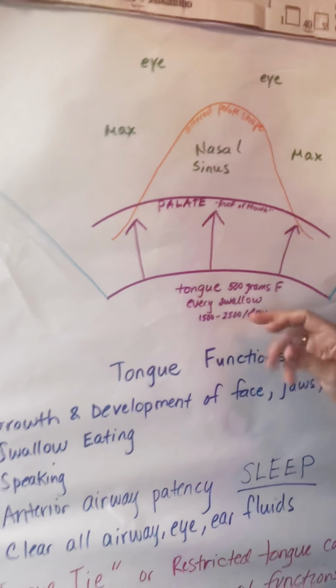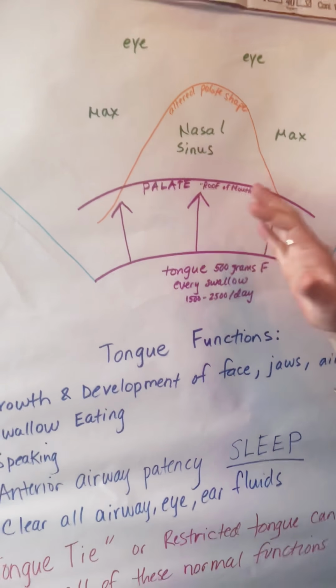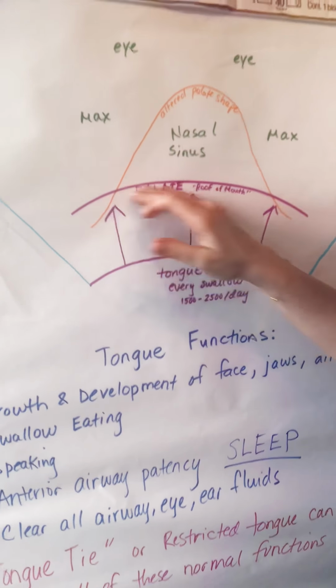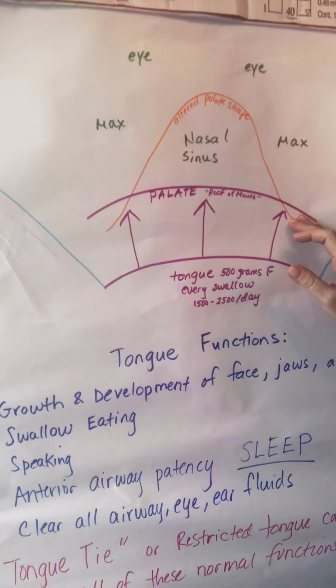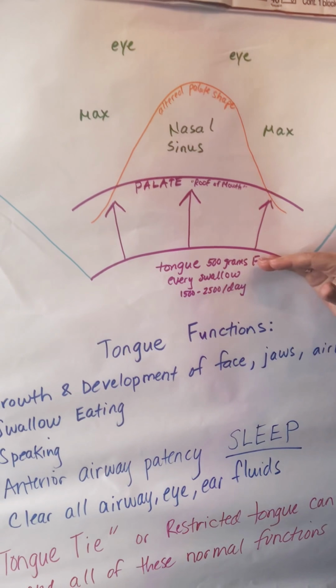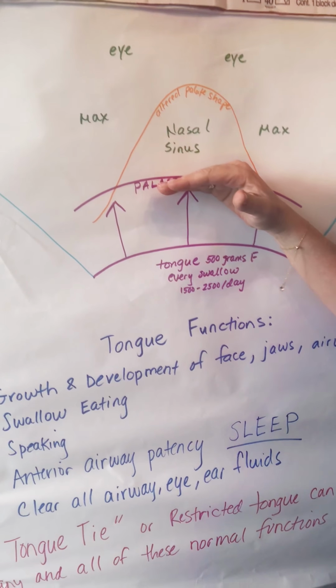So when the tongue exerts 500 grams of force on the roof of the mouth or the palate, it does several things. One of the first things it does is it shapes the palate. So the roof of a person's mouth should look pretty much like this nice broad arch of the tongue, and the tongue, when it's not swallowing, should rest up in the top of the mouth.